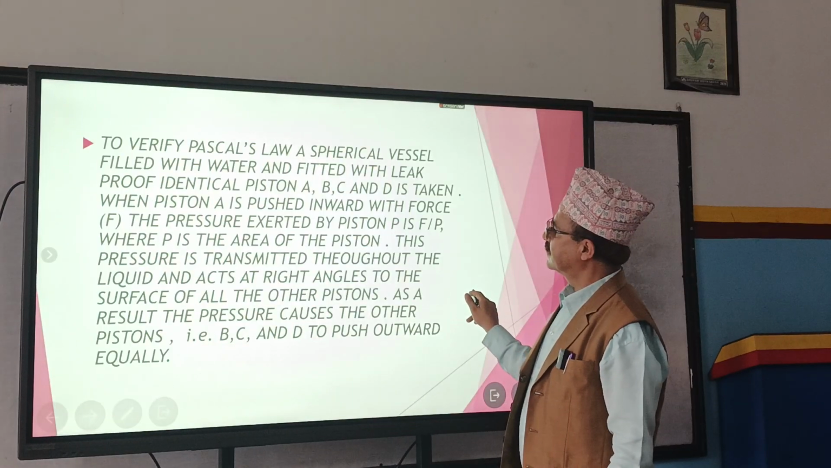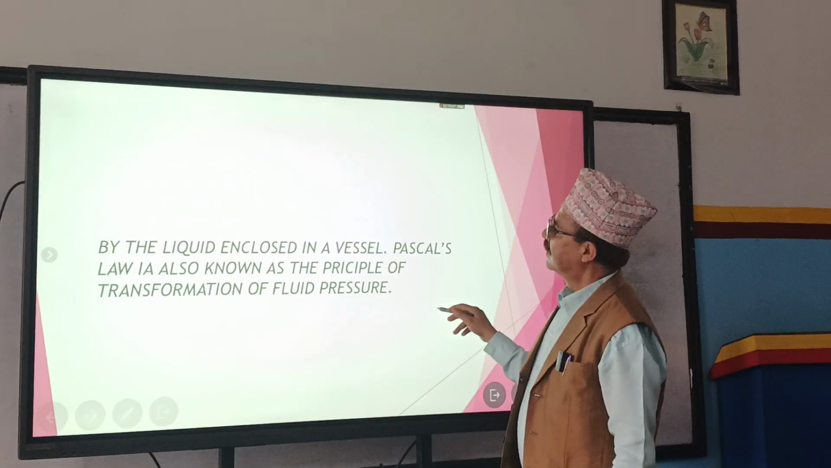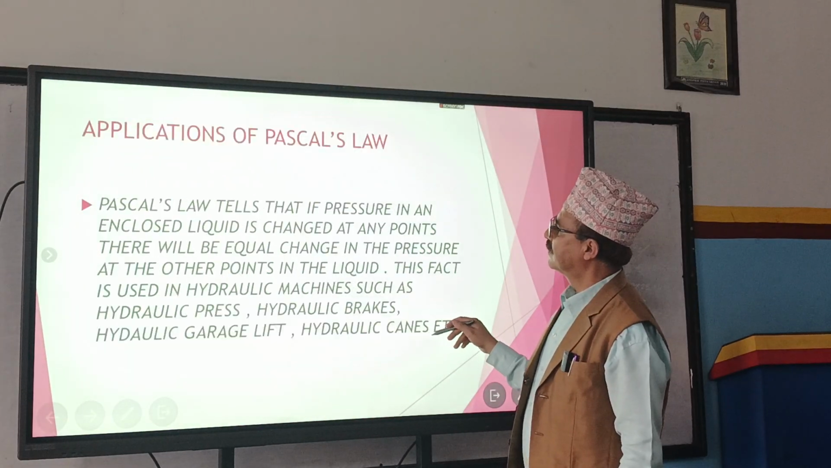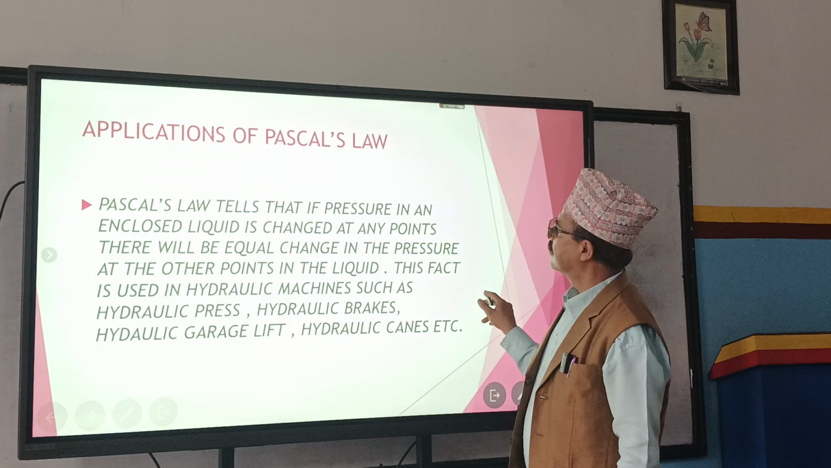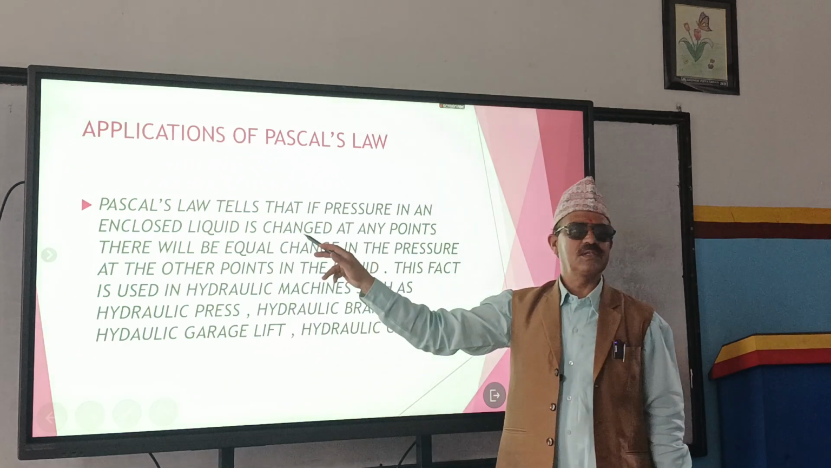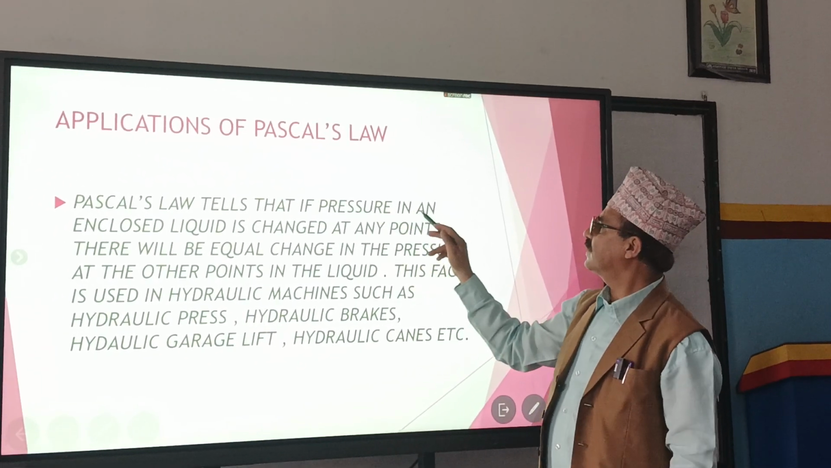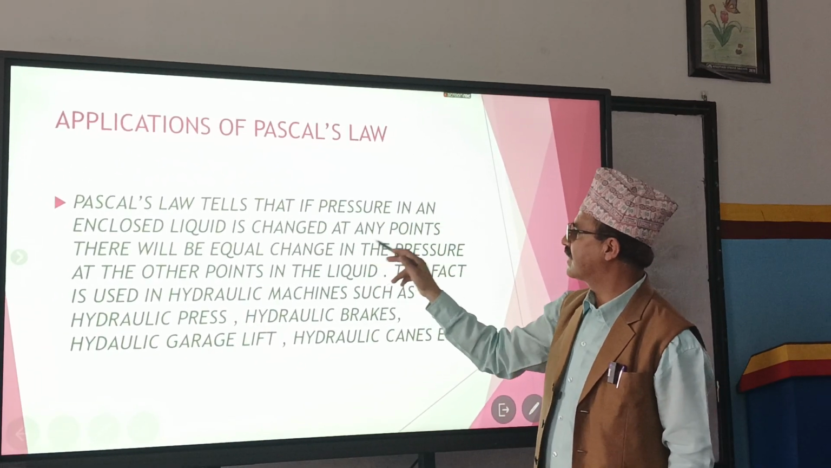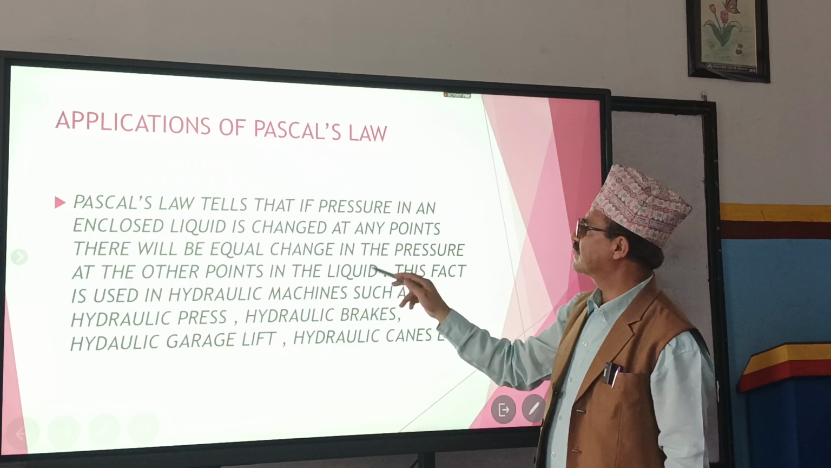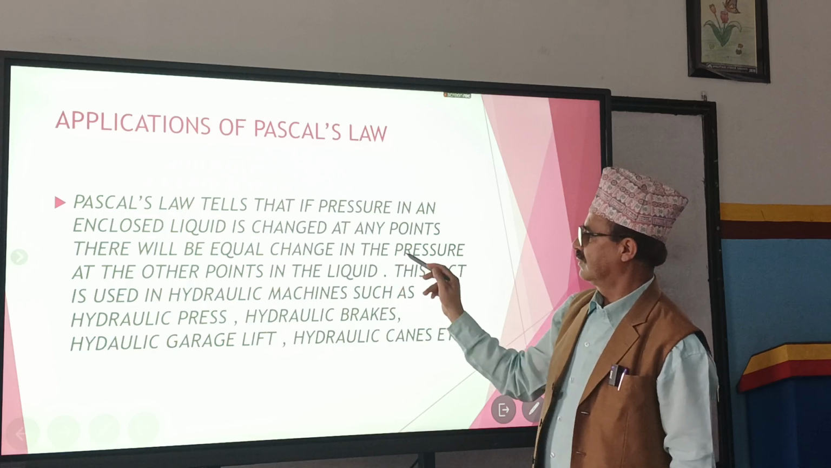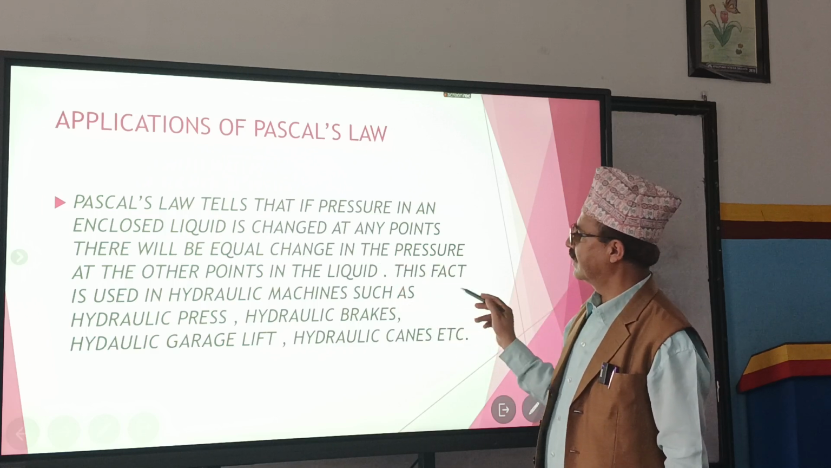And the last one is application of Pascal's law. Here is given Pascal's law. If pressure in an enclosed liquid is changed at any point, there will be equal change in the pressure at other points. That is the one, right?